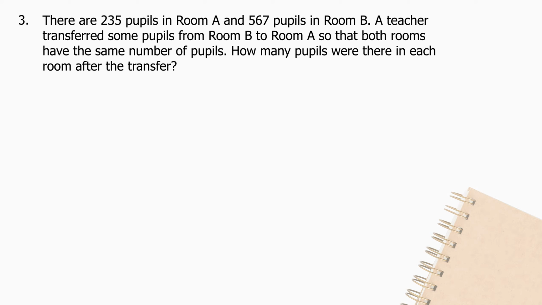Question 3. There are 235 pupils in room A and 567 pupils in room B. A teacher transferred some pupils from room B to room A, so that both rooms have the same number of pupils. How many pupils were there in each room after the transfer?